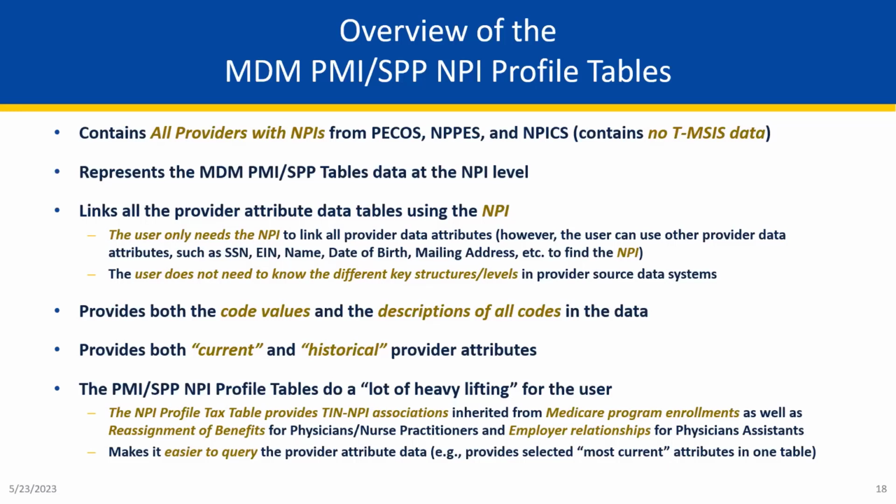One point I want to bring up is that in order to create the NPI profile tables, a lot of heavy lifting was done in the background, because when talking about the TIN and NPI relationship for providers, or reassignments of benefits from PECOS, the relations are complex. If you see our PMI tables, getting data from the PMI SPP tables, or role associations or reassignment benefits, involves a certain level of complexity. But using the NPI profile tables, it is straightforward and very user friendly.